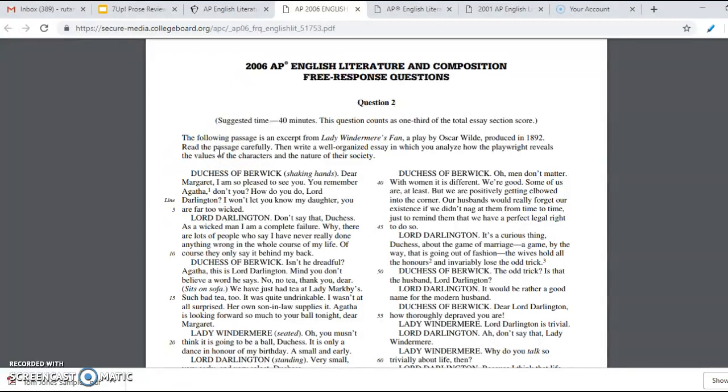The following passage is an excerpt from Lady Windermere's Fan, a play by Oscar Wilde produced in 1892. Read the passage carefully. Then write a well-organized essay in which you analyze how the playwright reveals the values of the character and the nature of their society.